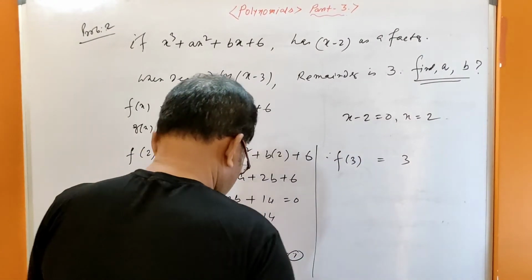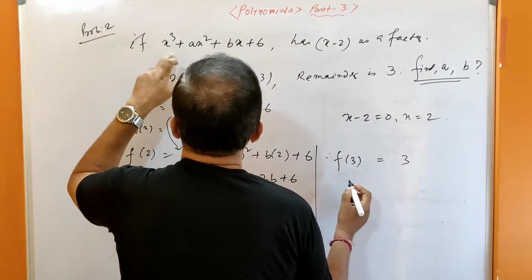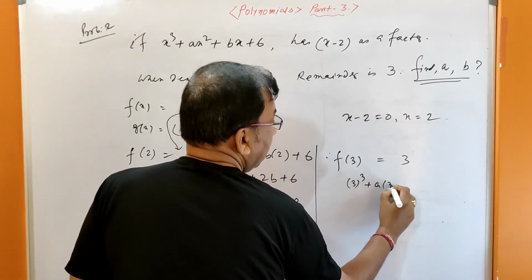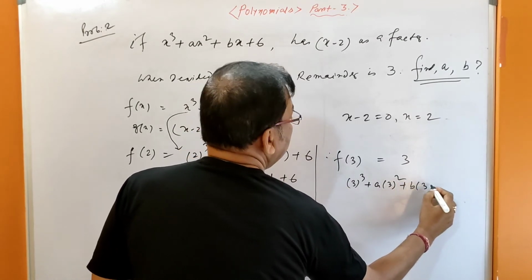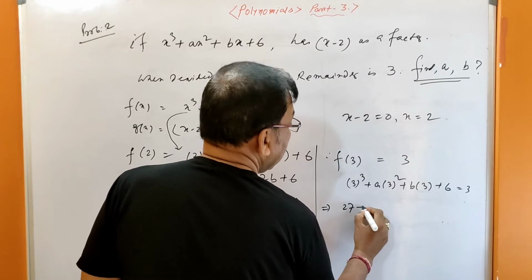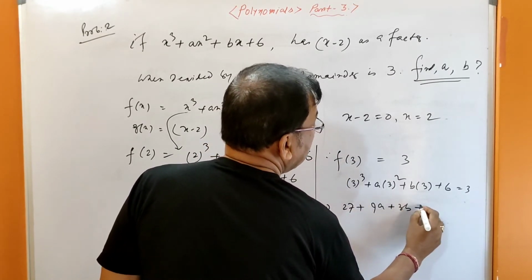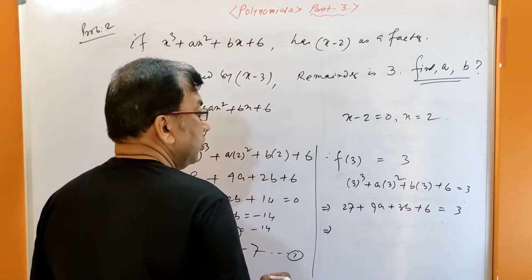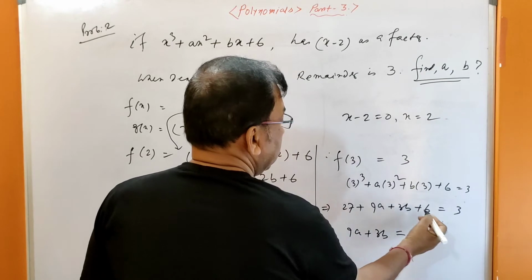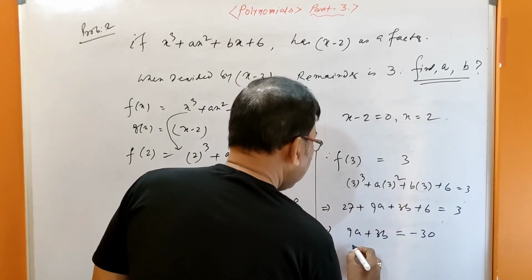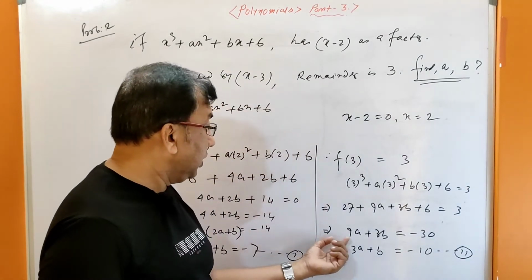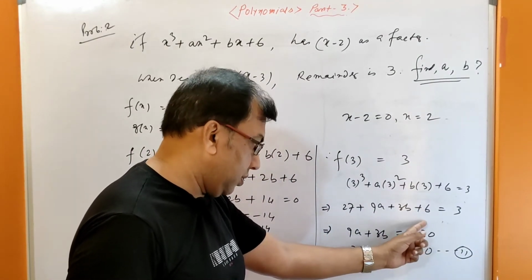Okay. So now find the value of f(3). f(3) comes out as 3 cube plus a into 3 square plus b into 3 plus 6 equals 3, or 27 plus 9a plus 3b plus 6 equals 3, or 9a plus 3b equals 3 minus 33, which is minus 30. So 3a plus b equals minus 10. How did that happen? 3 is common, so dividing by 3, minus 30 by 3 equals minus 10.